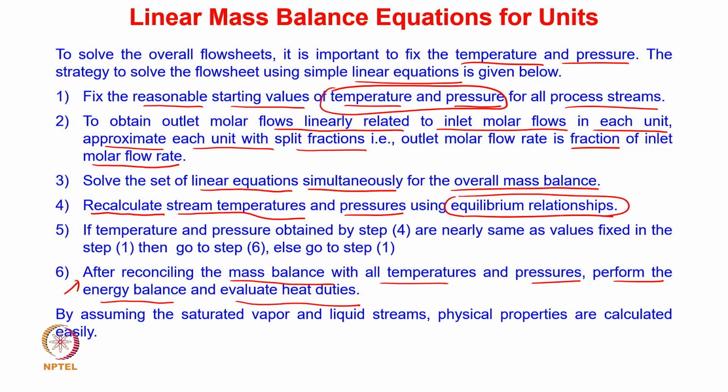But let's say these temperatures and pressures obtained using the equilibrium relationships are not the same as the assumed values of temperatures and pressures. In that case, we again go back to the step 1, and we assume the new values of temperature and pressure, and we do this entire procedure iteratively till we match the assumed temperature and pressure and the obtained temperature and pressure by using the equilibrium relations. So clearly in this case, saturated vapor and liquid streams are assumed. That enables calculating the physical properties easily.